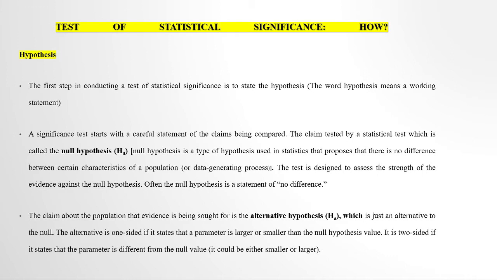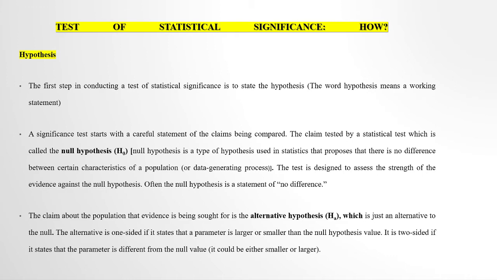Now what is this null hypothesis? It is a type of hypothesis used in statistics that proposes that there is no difference between certain characteristics of a population or data generating process. The test is designed to assess the strength of evidence against this null hypothesis. Often the null hypothesis is a statement of no difference, which is why it is known as the statement of no difference and is represented by H0. The significance of 0 here is to show that there is no difference.